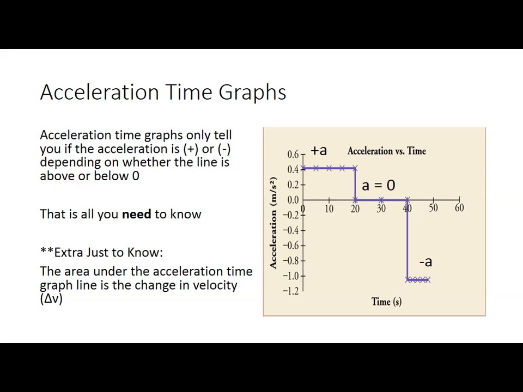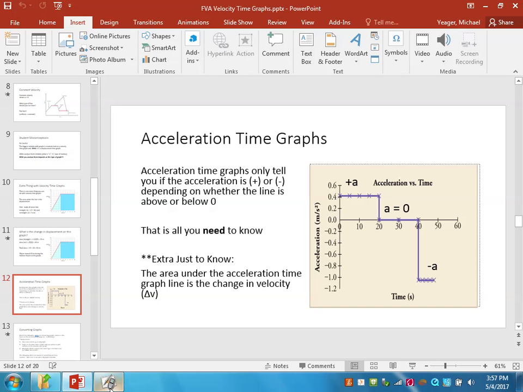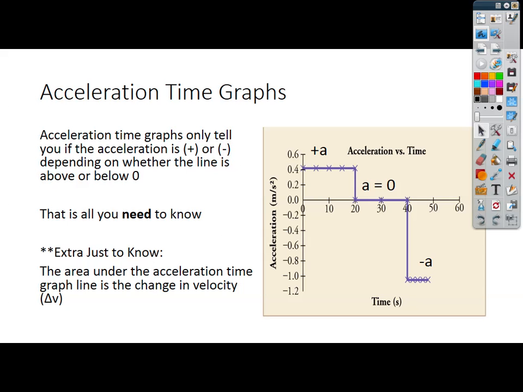For AP, this is not extra to know. You need to know this. For an acceleration time graph, the area under the line is going to be the change in velocity. The area under an acceleration time graph is the change in velocity. I wish my pen would not go away all the time. All right, so that is important.